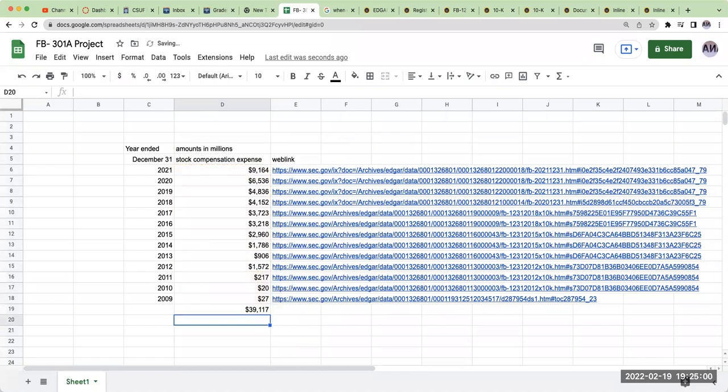and total this up. And just so you can get an idea of where I'm trying to go with this, when a company issues stock options, here's what happens: I'm going to debit stock compensation expense, and I'm going to credit additional paid-in capital, common stock. So collectively for Facebook, they have had 39 billion of stock issuances.